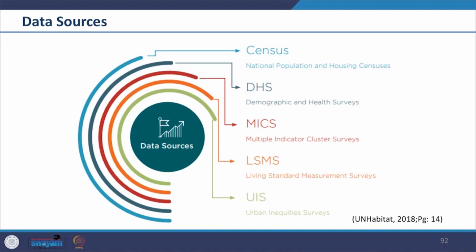NSOs collect and validate data from various sources, and you can look at what kind of sources they use. One major is the census, then you also see demographic and health survey. Then there might be cluster surveys, living standard measurement survey. We have the service level benchmarking surveys, urban inequality surveys. So all these are being mostly done in different countries, and so these are collated, and you can access all these data.